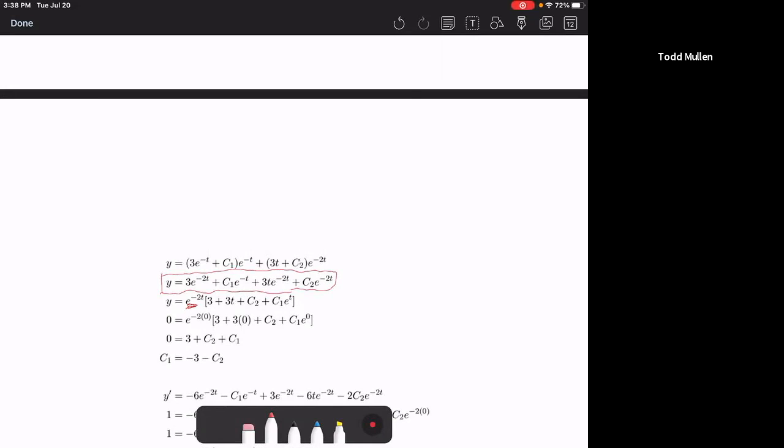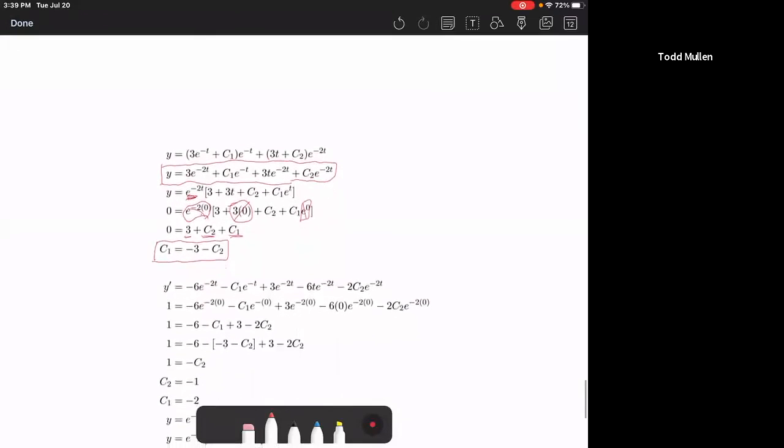So now when we plug in that when t equals 0, y equals 0, this is just a 1 on the outside that's going to be multiplied, so we can ignore that. This disappears because we're multiplying by 0, and this disappears because we're multiplying by 1. So all that remains is 3 plus c2 plus c1. So c1 is equal to negative 3 minus c2.